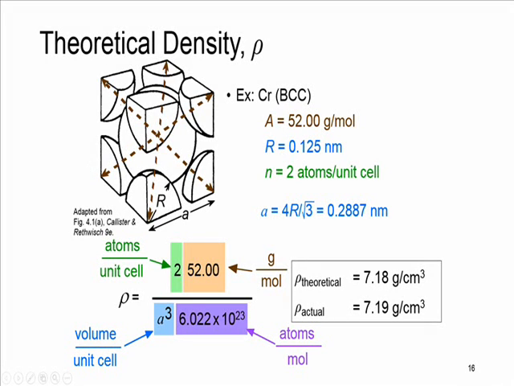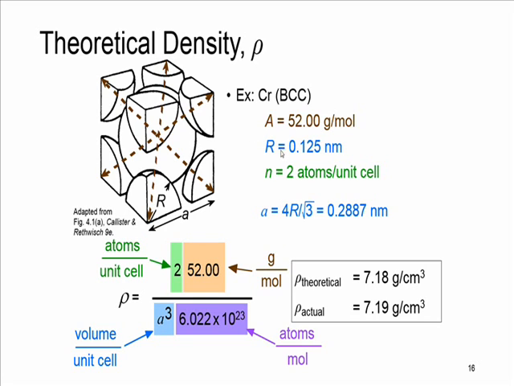Here we start with finding a theoretical density of an element. An example here is chromium, because chromium has a BCC crystal structure, so the unit cell looks like this shape here. If we move to page 26, where the periodic table is given, we can find its atomic weight to be equal to 52. So A is equal to 52 gram per mole.